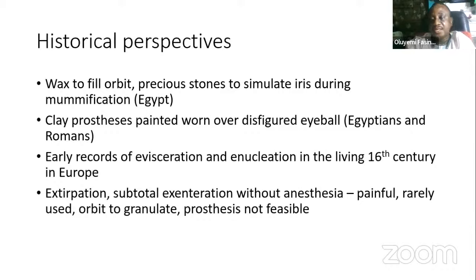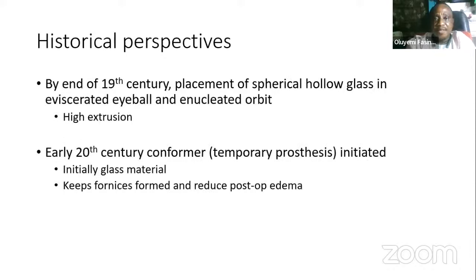But this has actually been jettisoned because, as I mentioned before, prosthesis was not possible following this procedure. However, by the end of the 19th century, replacement with a spherical hollow glass in the eviscerated eyeball and enucleated orbit came into being.